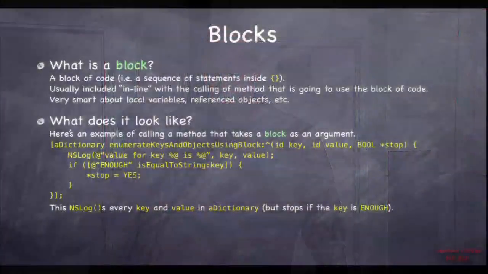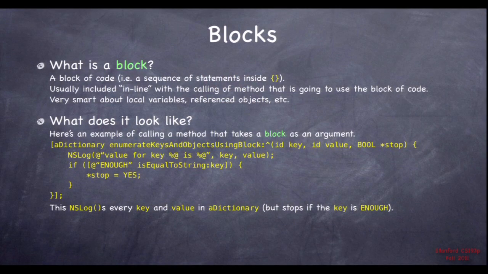So, for example, the code above would go through and log using NSLog. You see that's the first line of code inside the block. And it's just going to log every key and value inside this dictionary until it finds the key "enough", all caps, then it will stop. And it'll stop by dereferencing that BOOL star. Hopefully you all know C enough to know what's going on there.